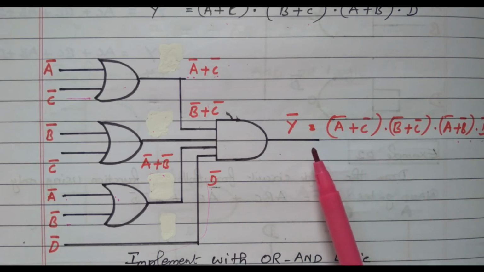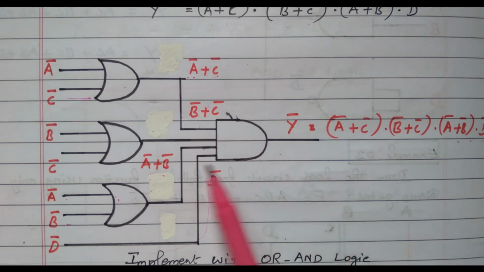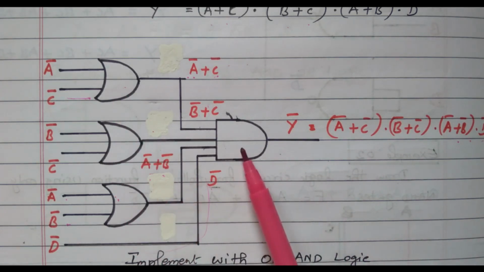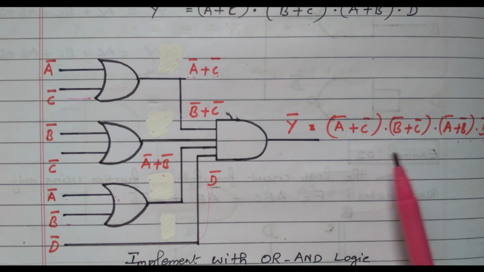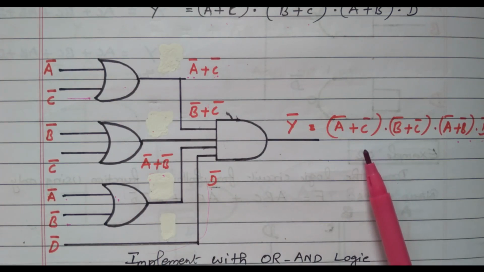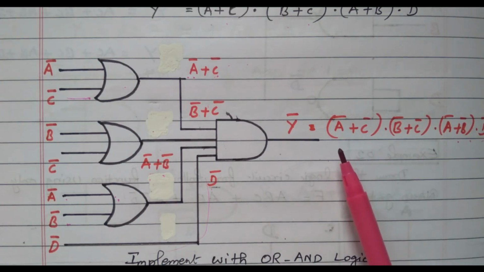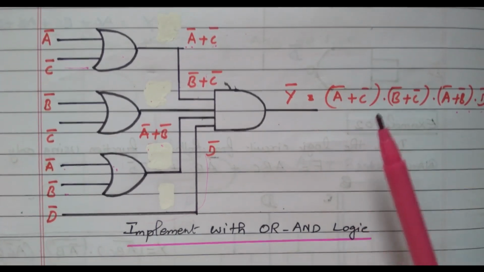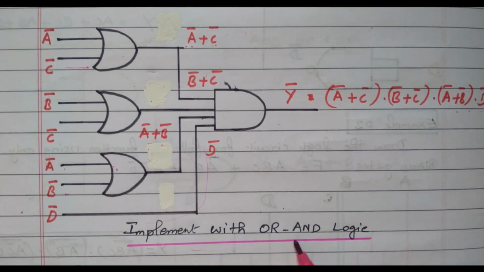So now the given Boolean function is implemented with normal OR gates and an AND gate. So we got the desired output. Now we'll implement the same thing with only NOR logic. That is the question: we need to implement with only the NOR logic. So this is the implementation with AND and OR logic. Now we'll go to the NOR logic.